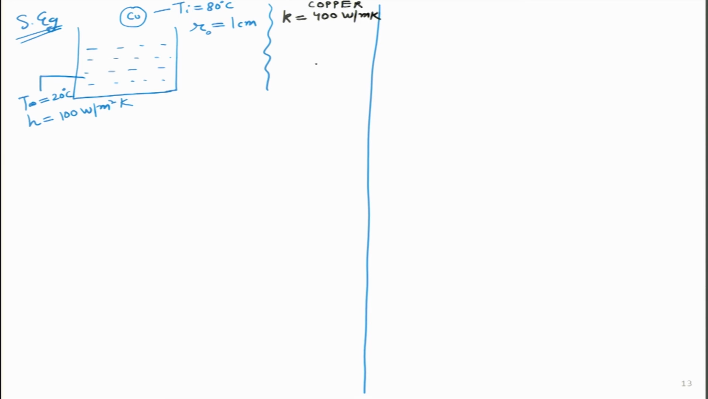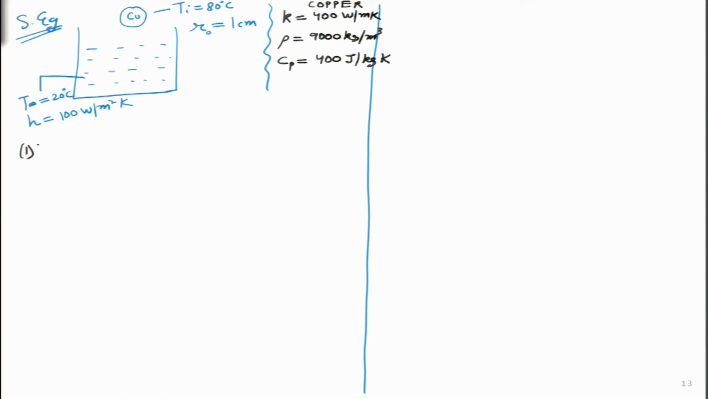Thermal conductivity is 400. If you look at density, the approximate value is 9000 kg per meter cube. If you look at specific heat, it is about 400 joules per kg Kelvin. Okay, and what we want to do now is follow 3 steps.